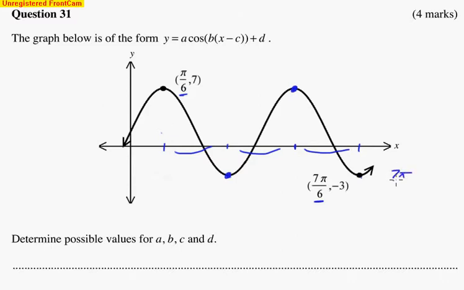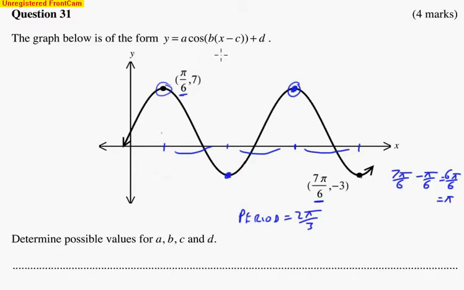7 pi on 6, take away pi on 6 is 6 pi on 6, which is pi. So it's pi all the way, and I divide it into 3 bits, so each one of those is pi on 3. And to make the whole period, I need two of them. I need to go from this point to this point to find the period, that is when it starts repeating. The period therefore is 2 pi on 3. And I just did that using symmetry of the cosine curve.